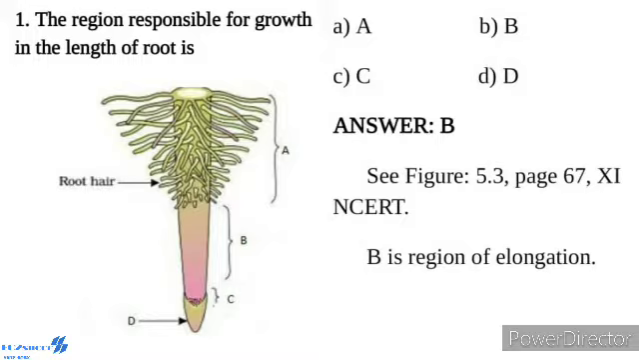From this region, some of the epidermal cells form very fine and delicate thread-like structures called root hairs. The root hairs absorb water and minerals from the soil. So the correct answer is option B. B is region of elongation, A is region of maturation, C is region of meristematic activity, D is root cap.